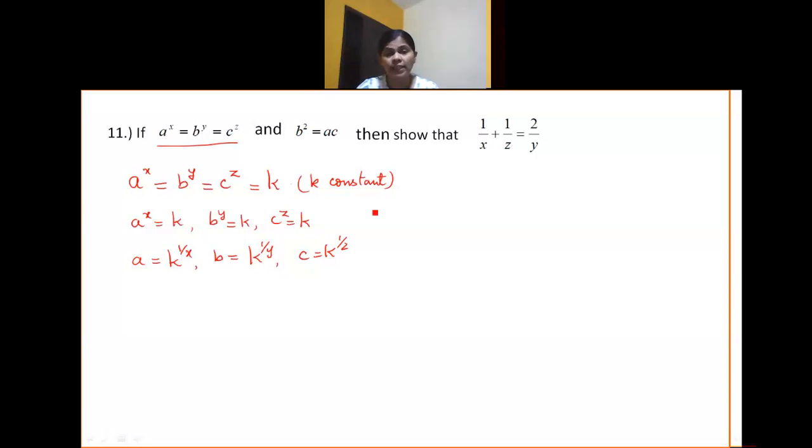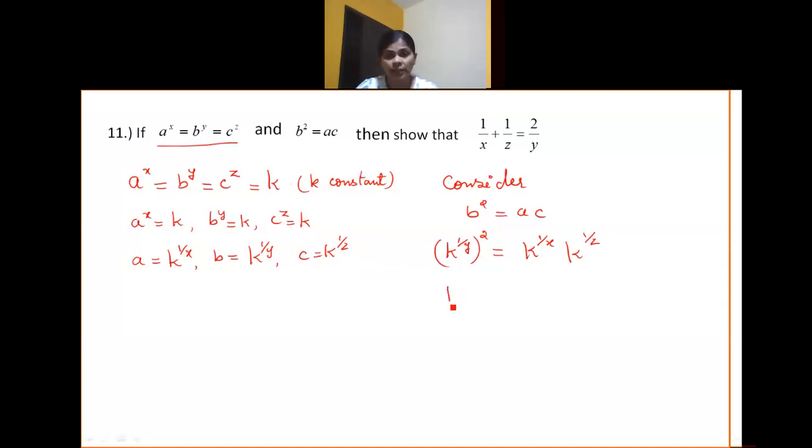Now let me use the second condition. The second condition given is b square is equal to a into c. We have b here, a here, and c, and we already know the values of b, a, and c. So let me replace those values here. So b I have as k to the power 1 divided by y, with the whole power 2 as it is. We have a as k to the power 1 by x. We have c as k to the power 1 by z.